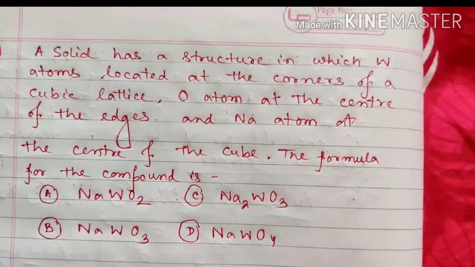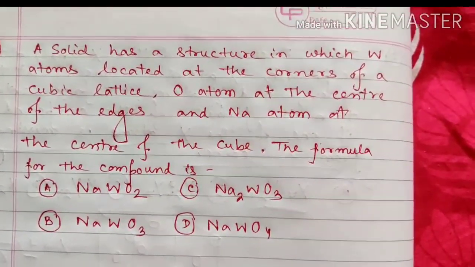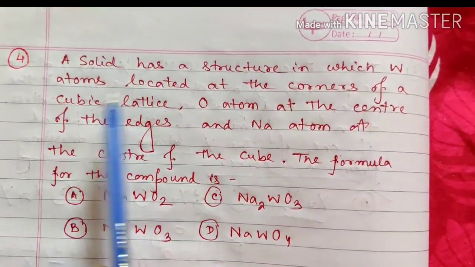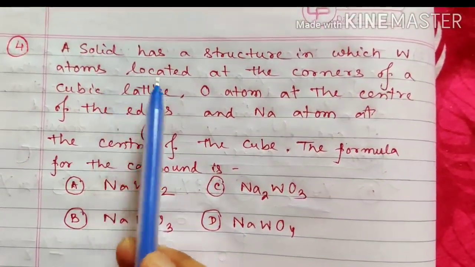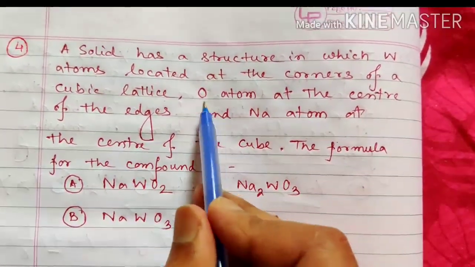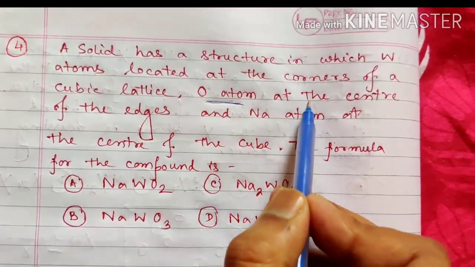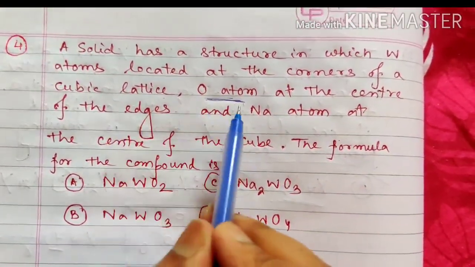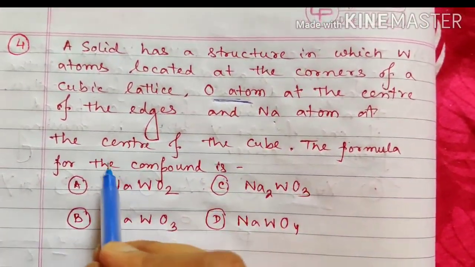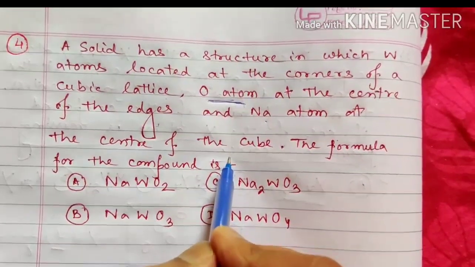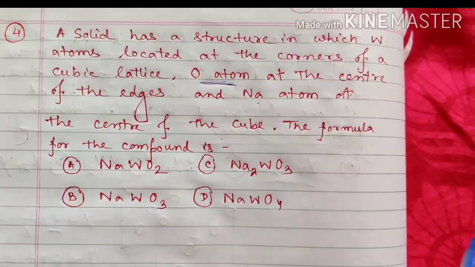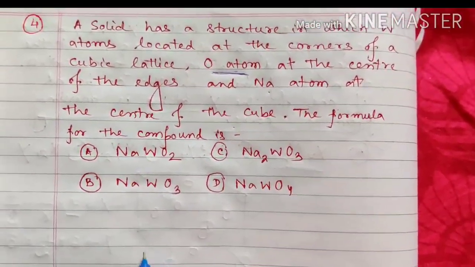The next question for today is like this. A solid has a structure in which W atoms, the tungsten atoms, are located at the corners of a cubic lattice. Oxygen atom at the center of the edges. This is a new one, center of the edges, remember. And sodium atom at the center of the cube. The formula for the compound, 4 options are given. So let us draw it very carefully.